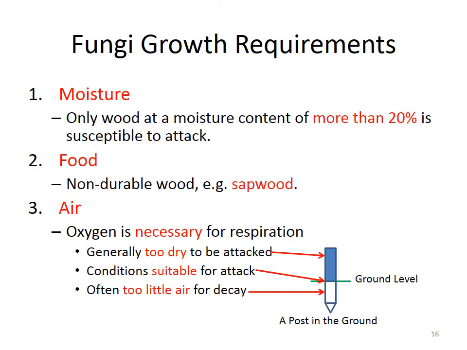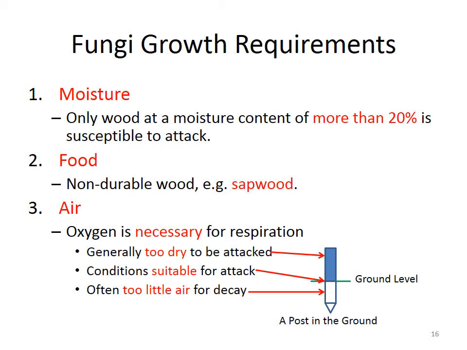Fungi growth requirements. In order for fungi to grow and for fungal attack to happen on timber, there's a number of things that are needed. There's three things that are needed: moisture, food and air. In order to eradicate fungi or make sure the fungal attack doesn't happen on your timber, you only have to take away one of these three things. So moisture, only wood at a moisture content of more than 20% is susceptible to attack. Once you keep the moisture content below 20%, you will not get fungal attack.